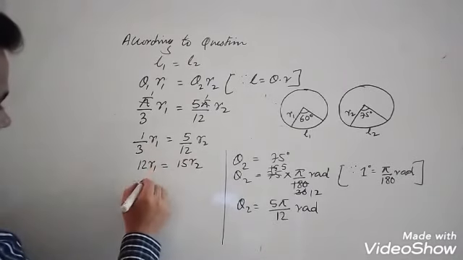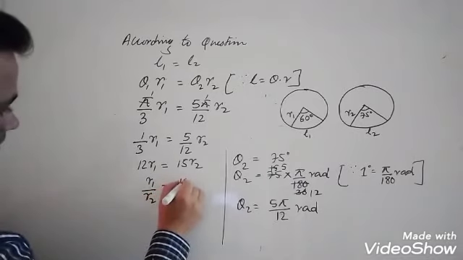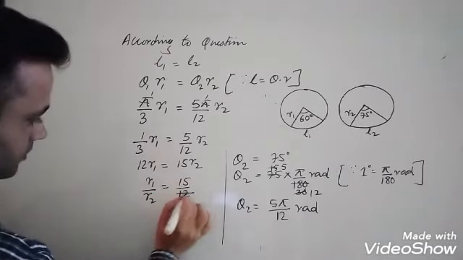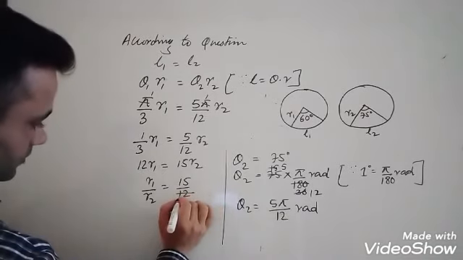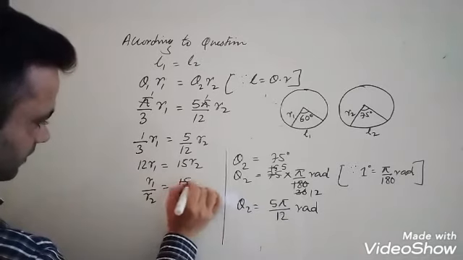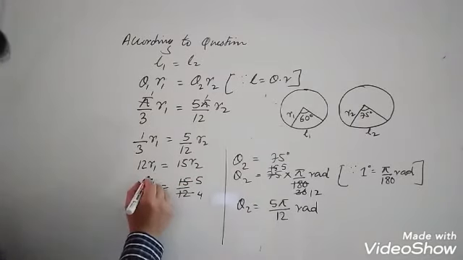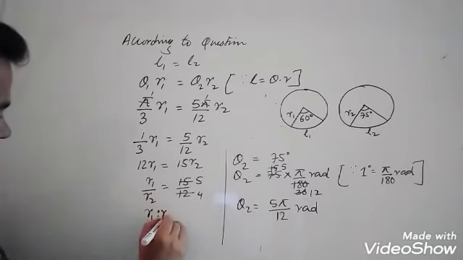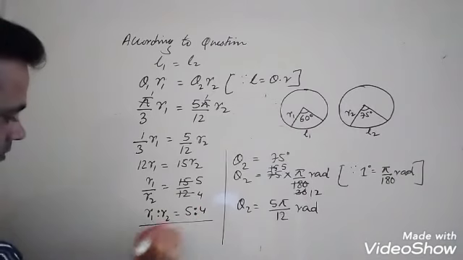3 5s are 15. Now R1 by R2 equals 15 by 12. Now cut with 3: 3 4s are 12, 3 5s are 15. So R1 by R2, that is R1 is to R2, equals 5 is to 4. Now this is the answer.